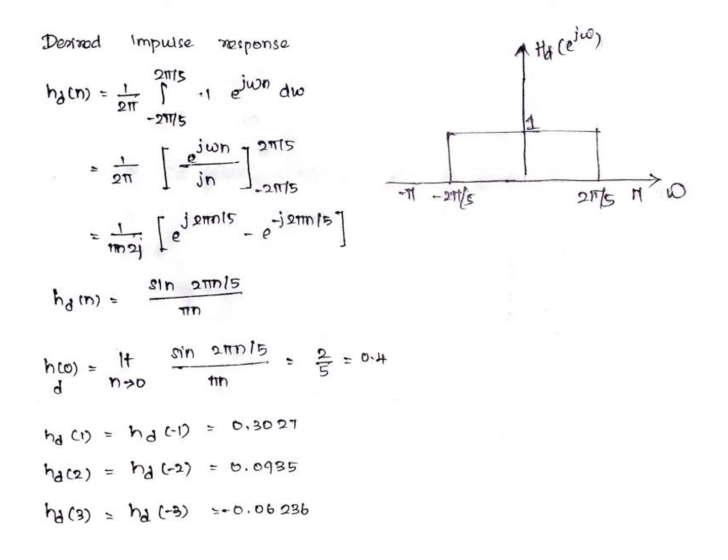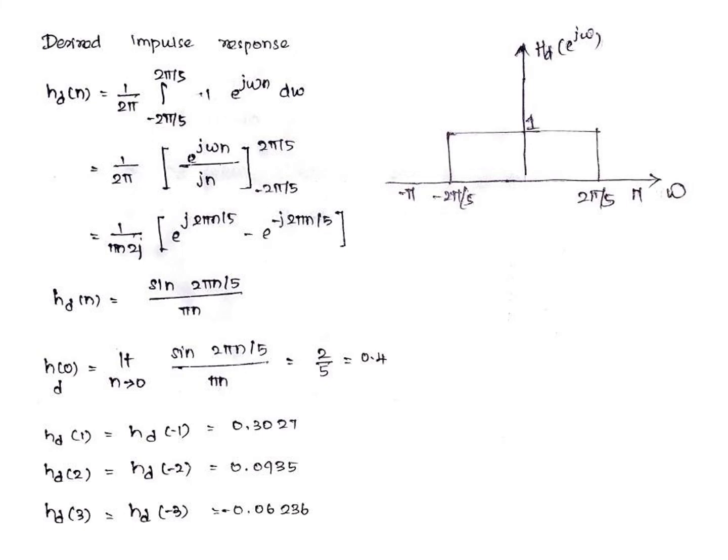Then we are going to calculate the h of n value. First we get h of 0 is equal to limit n tends to 0 of sin 2 pi n by 5 divided by pi n. So for h of 0 we apply L'Hospital's rule, that is limit theta tends to 0 of sin n theta divided by theta, the value is n. According to that we get sin 2 pi by 5 into pi n divided by pi n, so we get 2 by 5. And hd of 1 is equal to hd of minus 1, the value is 0.3027.